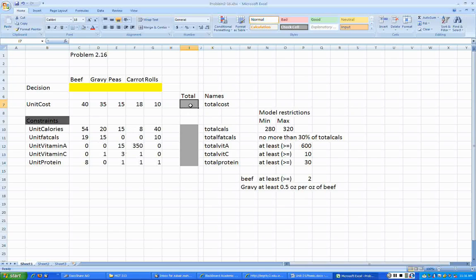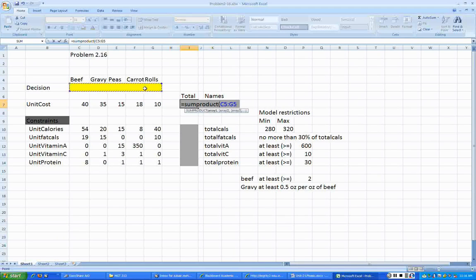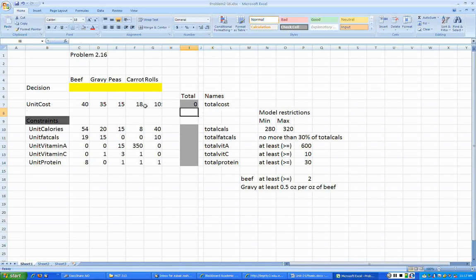Now as before, let's go and get the relationships. Again, the cost that you incur depends upon the amount of these ingredients that you use and their individual unit cost. And again, I have highlighted in yellow the decision variables and the things that get computed in gray.